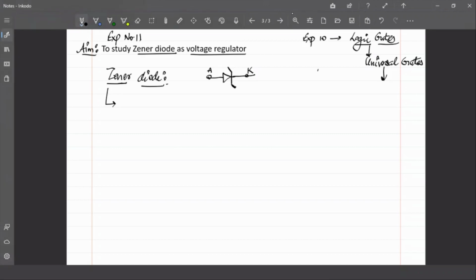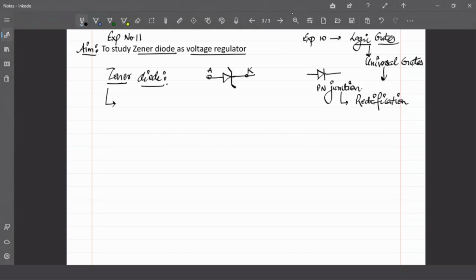Normal PN junction diode, how is it? This is how it is represented, right? It is a PN junction. And where is it generally used? For rectification purpose. We had seen in our experiment number 7 when we studied the PN junction diode. Here we are having another PN junction, but there is some difference here, and it is not used for rectification, but it is instead used in a reverse breakdown region. Okay, so what is different here?